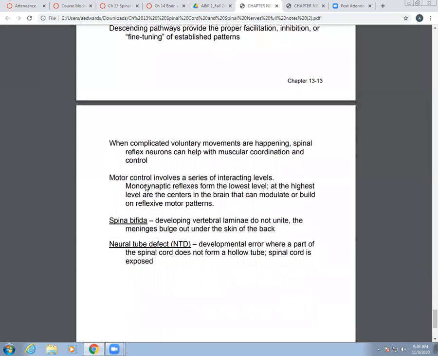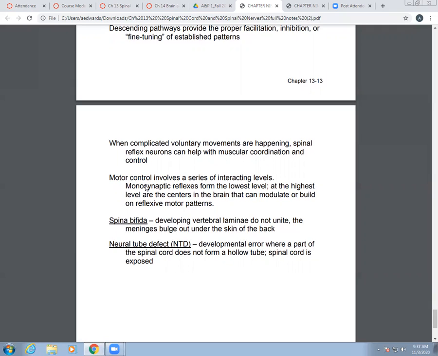So motor control will involve a series of levels that interact with each other. You get monosynaptic reflexes that start at the lowest level. And at the higher levels, you're going to have centers in the brain, and they can build on or modulate what we call reflexive motor patterns. So reflexive having to do with reflexes. Okay. And these are more polysynaptic, more complicated.